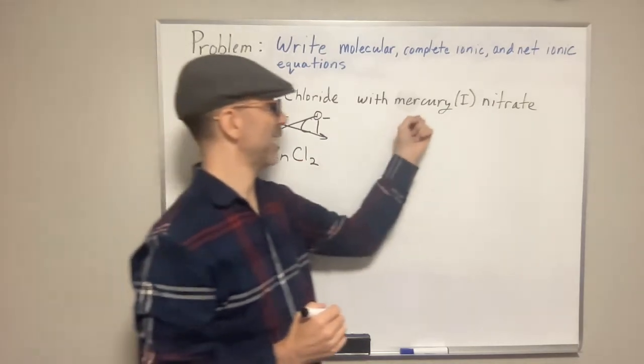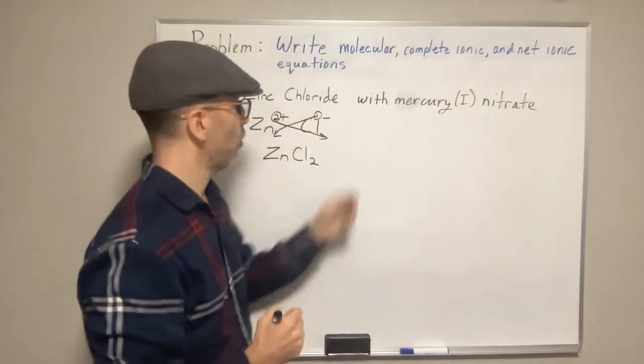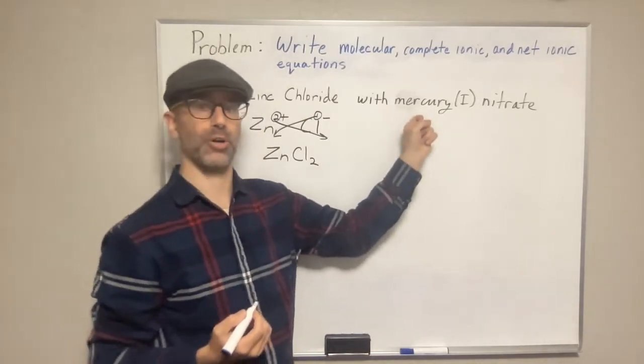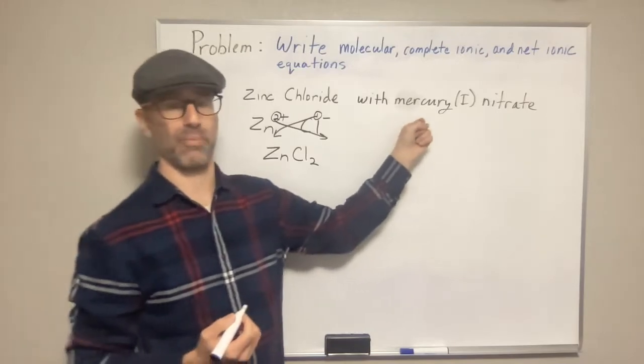And then I would do the same for nitrate. So mercury 1, I need to know the formula for mercury 1. Now, mercury 1 is one of those special ones that you've got to remember.